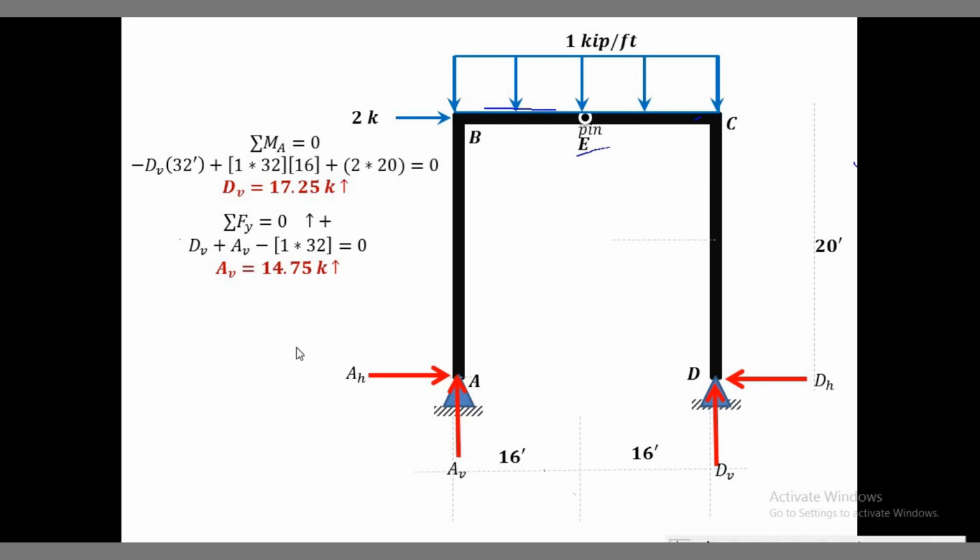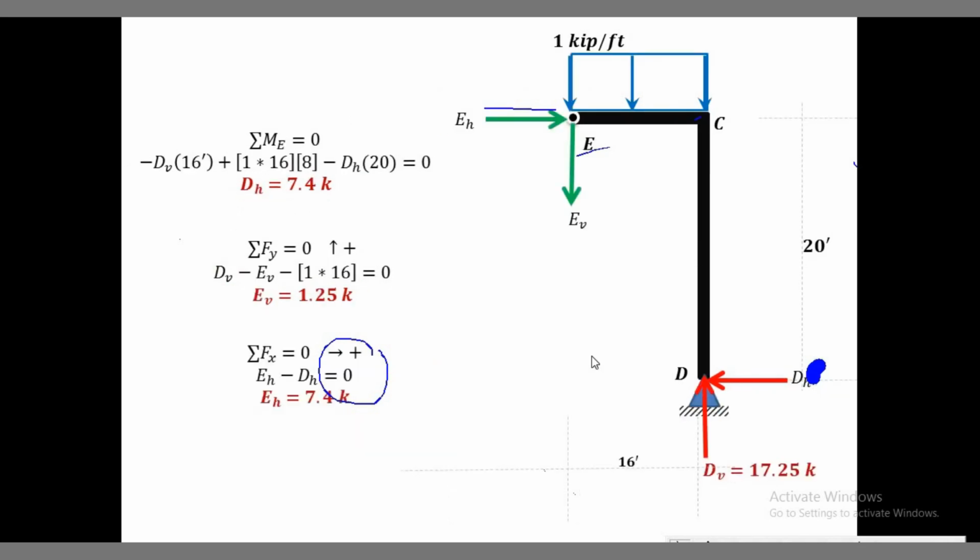Hindi ko sinali si summation of forces along the horizontal axis, kasi dalawa yung unknown ko: si DH at saka si AH. Kaya hindi ko na sinali si summation of forces along the horizontal axis. Since nakapin naman dito kay E, pwede ko siyang gamitin. Na kapag nakapin siya, pwede ko siyang i-separate. Nasa sa inyo na kung ang i-analyze ninyo ay yung nandito sa left or nandito sa right. Either of the two, pwede naman. But for me, I'm going to consider the right side of my frame.